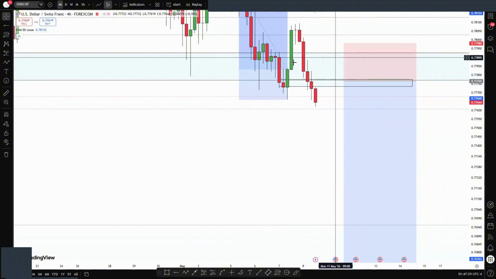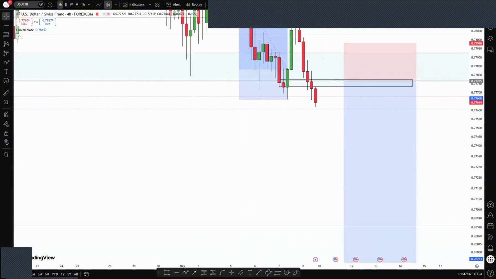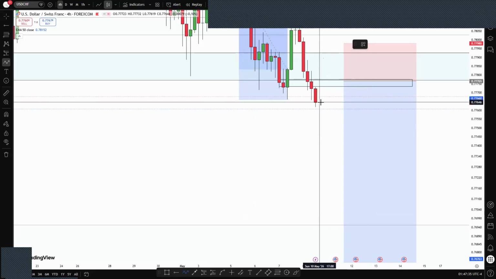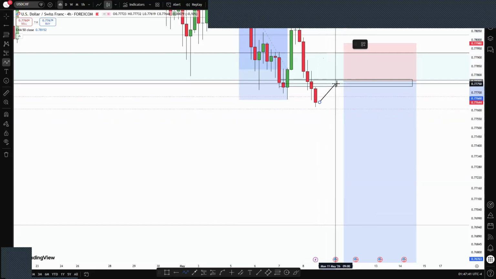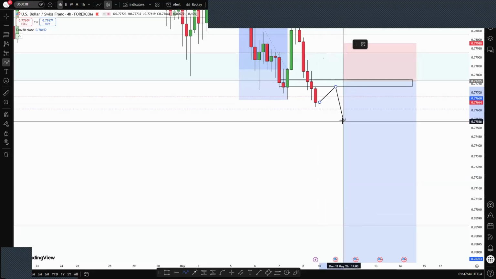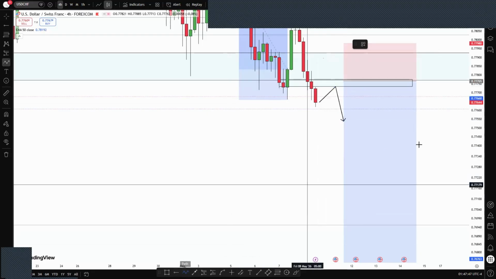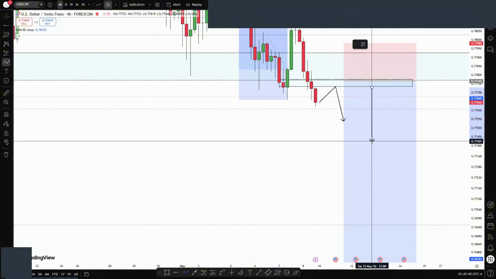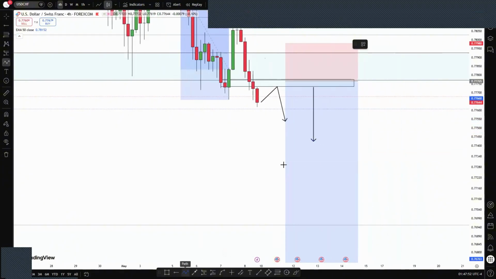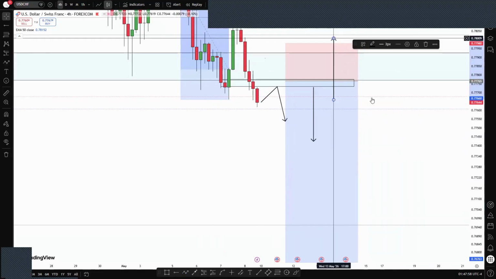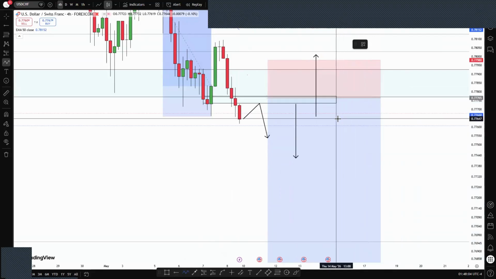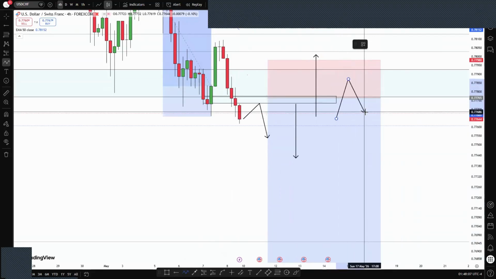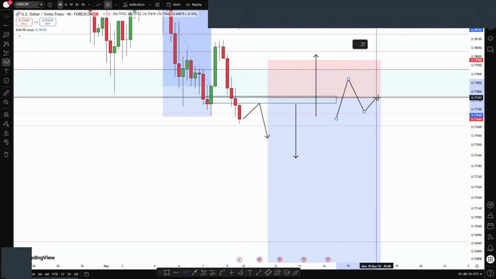So you see, this is where price is right now. So let's say two things might happen. Price might continue going down, or price might break and go up. The first scenario is price might do this, or price might simply do this, or price might simply do this and go up. And again, price might do one more thing. Price might do this and do that, then retest, then sell.